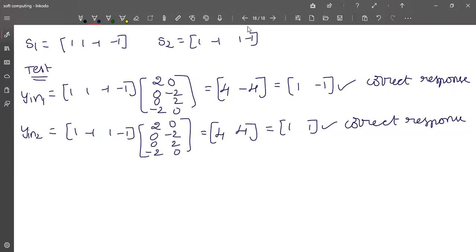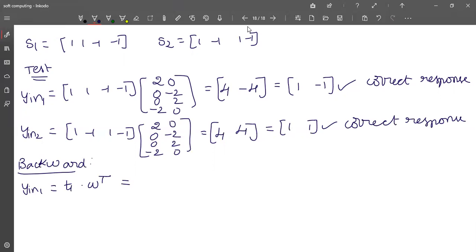So with this, we complete our forward direction. In forward direction, we have obtained the correct response. Now let's check in backward direction. So in backward direction, what you need to do is, for calculating the net input, we have to take the target, and it has to be multiplied with the transposed weight value of our obtained weight.